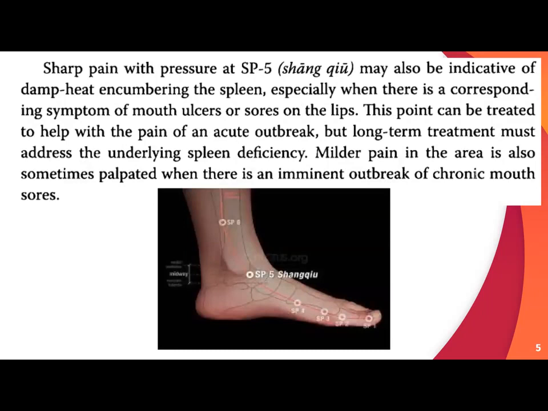So sharp pain with pressure at spleen 5 may indicate damp heat encumbering the spleen, especially when there are corresponding mouth ulcers or sores on the lips. So this can be treated to help with the pain of an acute outbreak, but long-term treatment must address the underlying spleen deficiency. So milder pain in the area at spleen 5 is also sometimes palpated when there is an imminent outbreak of chronic mouth sores. So chronic mouth sores, spleen 5.